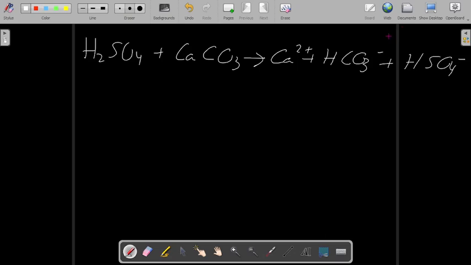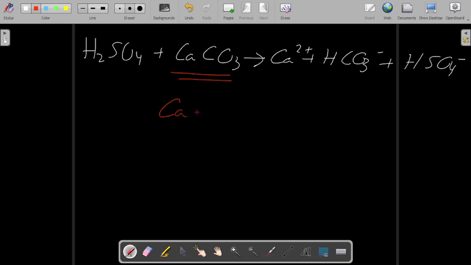I said the first thing you need to do is find the ionic compound. The ionic compound is going to be the one that has the metal. So here you have it, calcium. Okay. The second step is to split it. So let's split it. What do we have here?